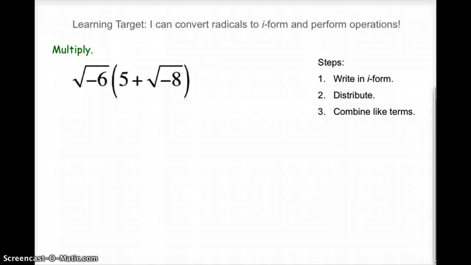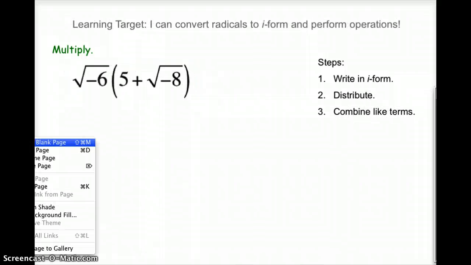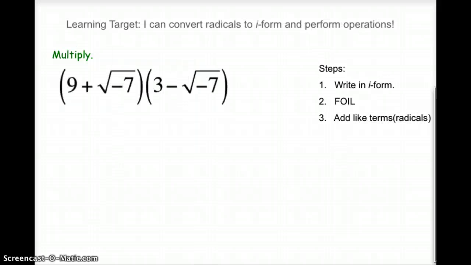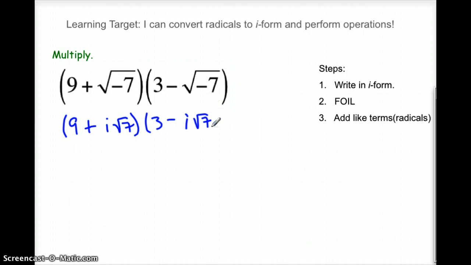Oh, that's the one we just did. Let me delete that. Okay, last one. Oh, a foiling one. Yes. So first, I form, like the directions say, pull the I out for the radical 7. I gotta do the same thing for the other radical 7.